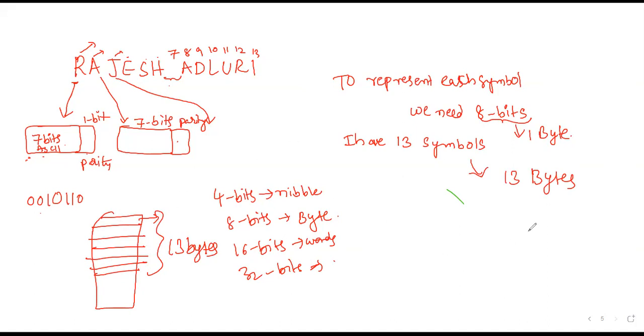Okay, now like this, write your own name and mention the storage needed and write down your name in ASCII code along with the parity bit.